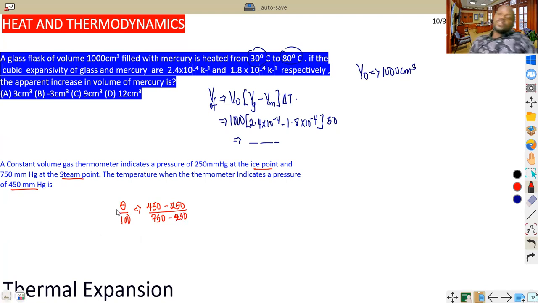I have used the standard formula we use to measure the temperature scale, which we have discussed in the concept. So the rest is story. You finish this one and write the answer. It's very easy to know the answer even without pressing the calculator.